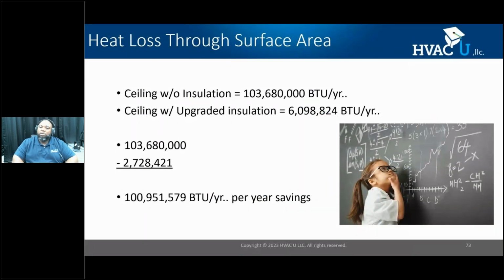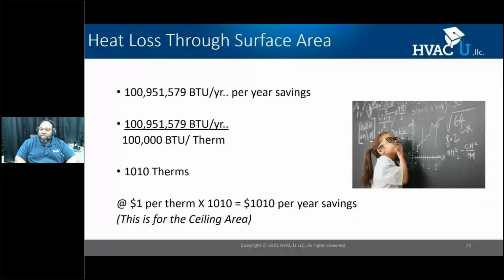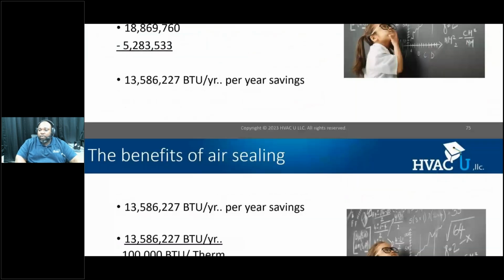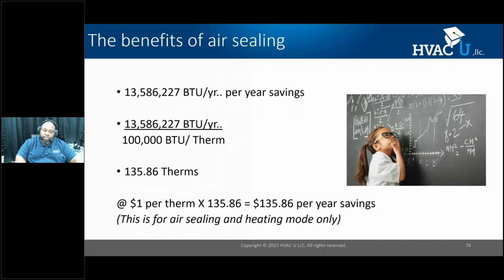All right, so when we did a ceiling evaluation with no insulation, with upgraded insulation to R38, we're saving about 100 million BTUs per year. We crunch the numbers, that produces for the average customer, primarily in Michigan, about $1,000 savings to their bottom line. And when we look at air sealing, we saved 13 million BTUs per year. All right, and we look at the cost of our fuel, we're looking at about $136 a year in savings, and that's just in the heating mode.